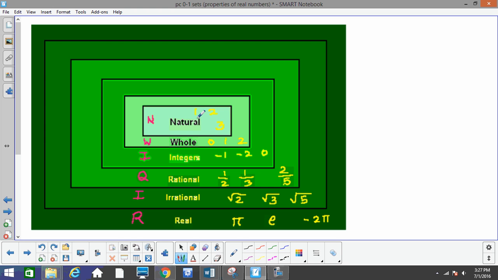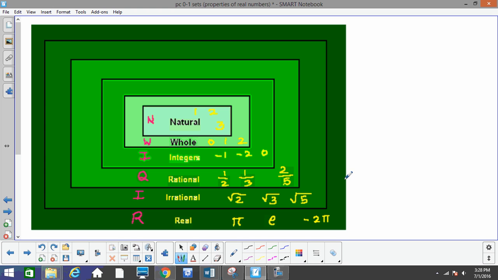Natural numbers, it's kind of hard to see that, but they start counting 1, 2, 3. No negatives, no 0. Whole numbers start at 0. 0, 1, 2, 3, and so forth. Integers is everything that you would see on a number line. Now we're going to start including the negatives. -1, -2, 0, and so forth.